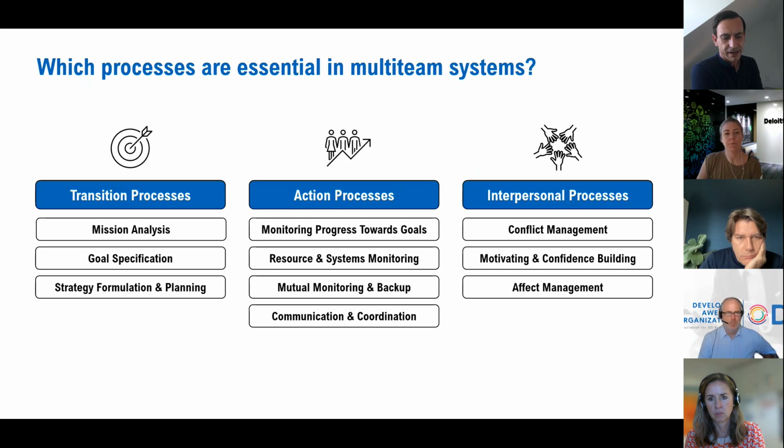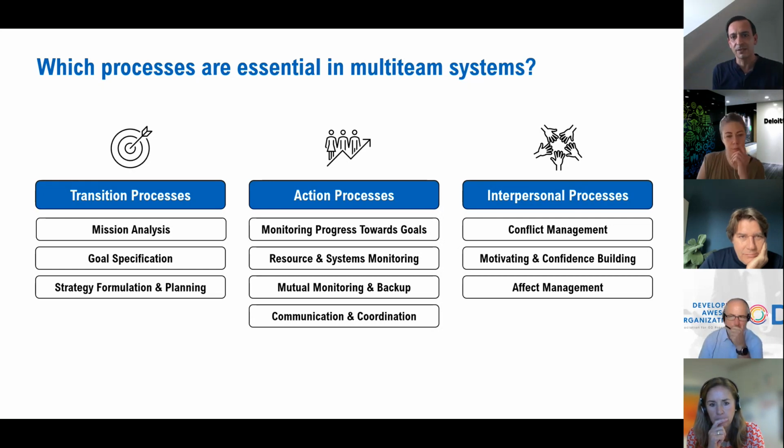And last but not least, affect management, where you have to regulate members' emotions during the mission, including but not limited to social cohesion, frustration, excitement. So deliberately looking at what people feel, because feelings are often the basis for positive, but also for detrimental behaviors. So these are, in a nutshell, the most important processes you should look at, not only from a team perspective, but also from a multi-team system perspective.